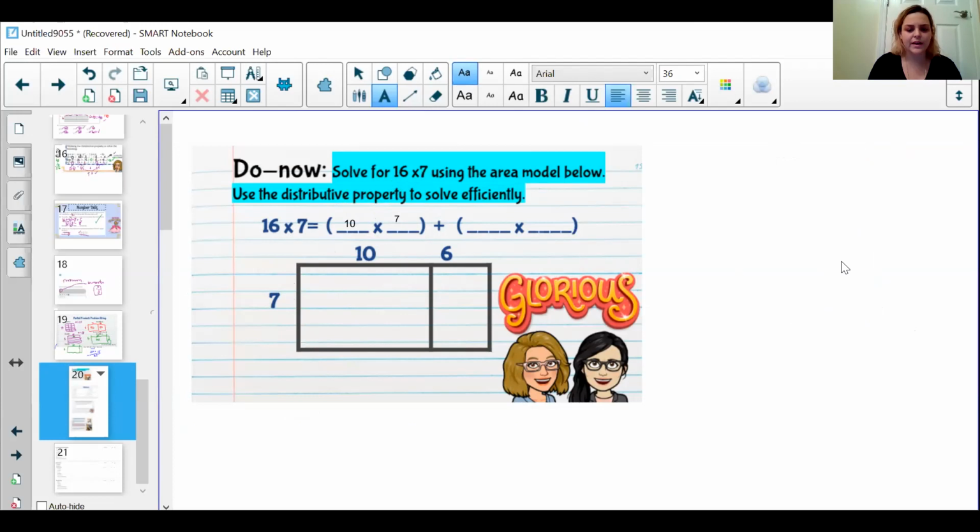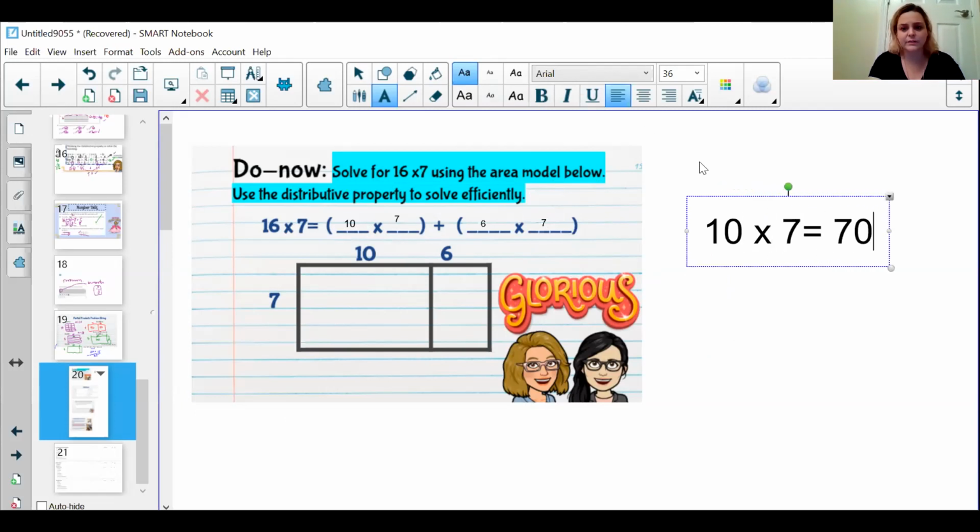Now I'm going to multiply by 6, add it up here, and then multiply it by 7. Okay, so now we should have 16 times 7 is equivalent to 10 times 7 plus 6 times 7. From this point forward, we're going to solve. So we know 10 times 7 is 70.